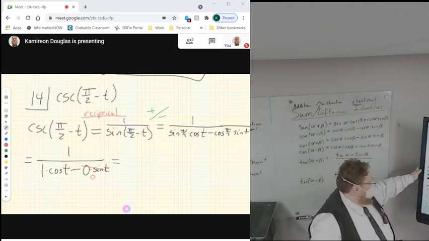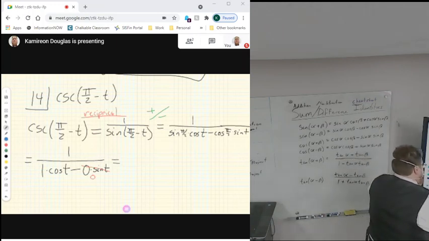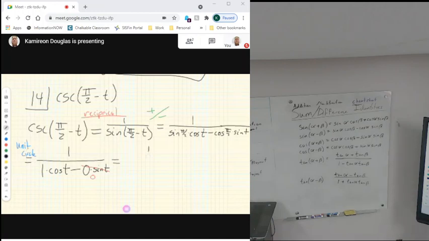So let me finish. First I went to my unit circle, and now I get 1 over 1 times cosine of t, which is cosine of t. 0 times sine of t is just 0, and subtracting 0 just goes away. So we end up with 1 over cosine of t. And my last step is to use the reciprocal identity one more time to get secant, which you'll notice is the right-hand side.